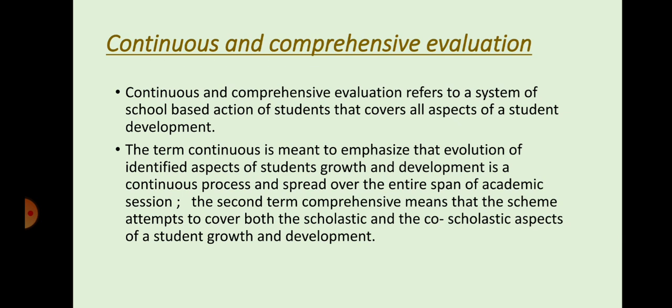You know that continuous and comprehensive evaluation refers to a system of school-based evaluation of students that covers all aspects of a student's development, right? The term continuous is meant to emphasize that evaluation of identified aspects of a student's growth and development is a continuous process and is spread over the entire span of the academic session. The second term, comprehensive, means that the scheme attempts to cover both the scholastic and the co-scholastic aspects of student growth and development. Okay, so that is all about continuous and comprehensive evaluation. Now move to the next slide.